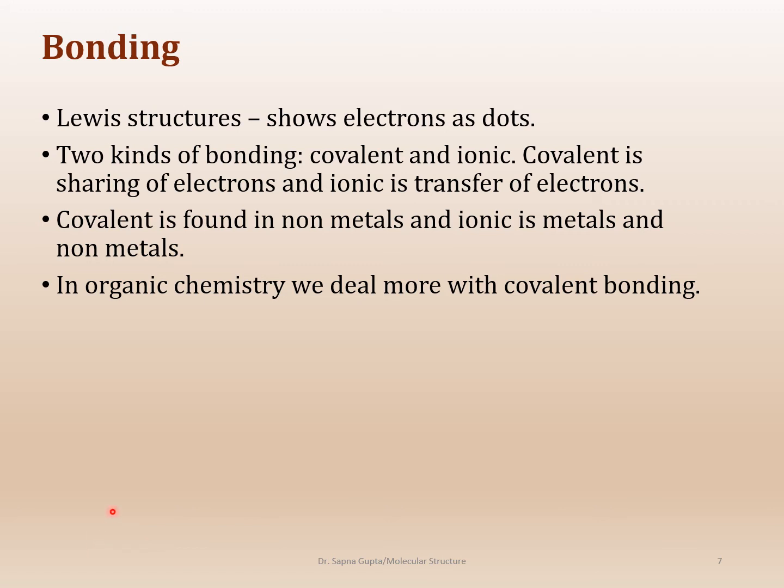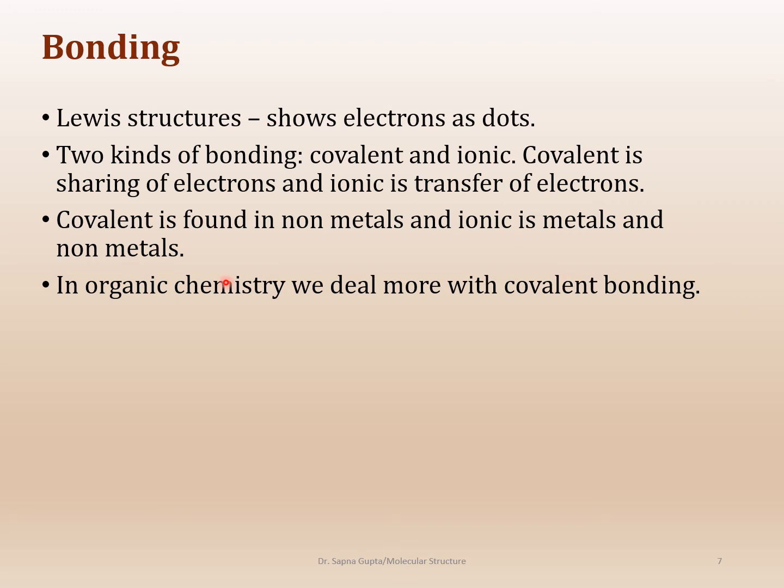For bonding, as you would remember, there are two kinds of bonding, which is covalent and ionic. Ionic is transfer of electrons. Covalent is sharing of electrons. Covalent is only in the non-metals, whereas ionic is metals and non-metals.